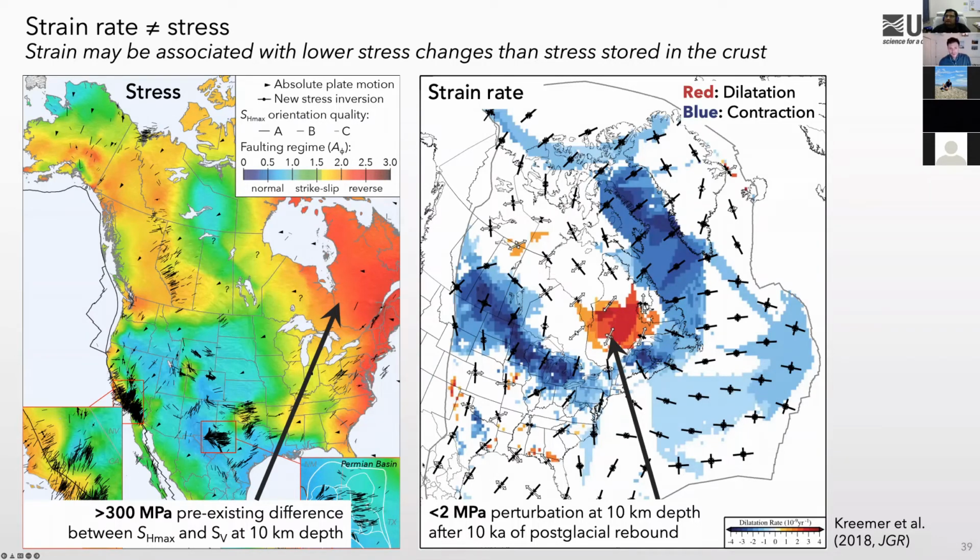In contrast, if you estimate the stress change due to about 10,000 years of post-glacial rebound since the ice sheet was removed, at the same depth, at these strain rates of about 10 to the negative 9 per year and a reasonable bulk modulus, you would estimate only about 2 megapascals of relaxation of the differential stresses. That's less than 1% of what the tectonic energy has stored in the crust over geologic time here. That we think explains the huge difference between the stress and strain rate fields, and I think it's an important cautionary tale. So I'll end with that.